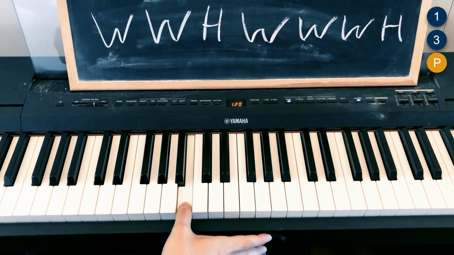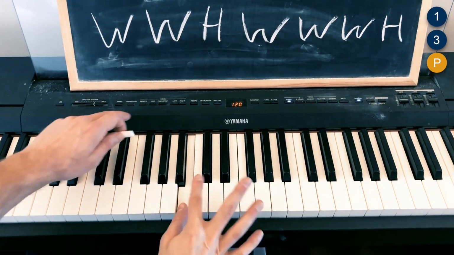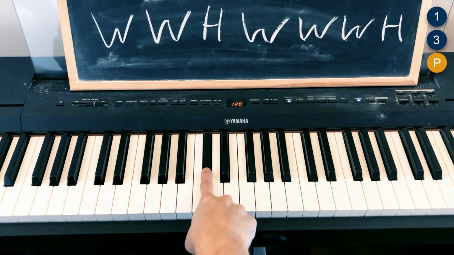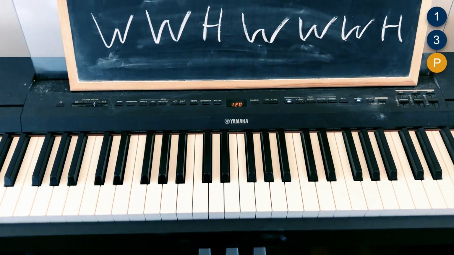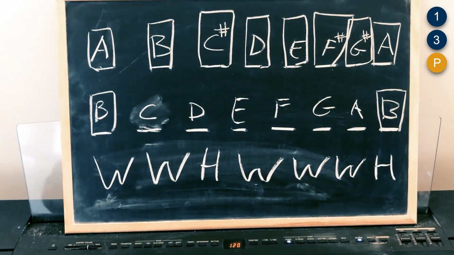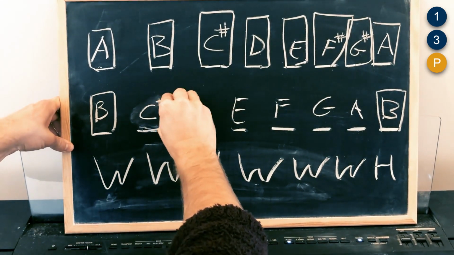So B, we have to start with the whole note, so skip a note. We're going to end up on this note right here. This can be D flat or C sharp. Let's see what we have. We have to make a C, so C sharp.